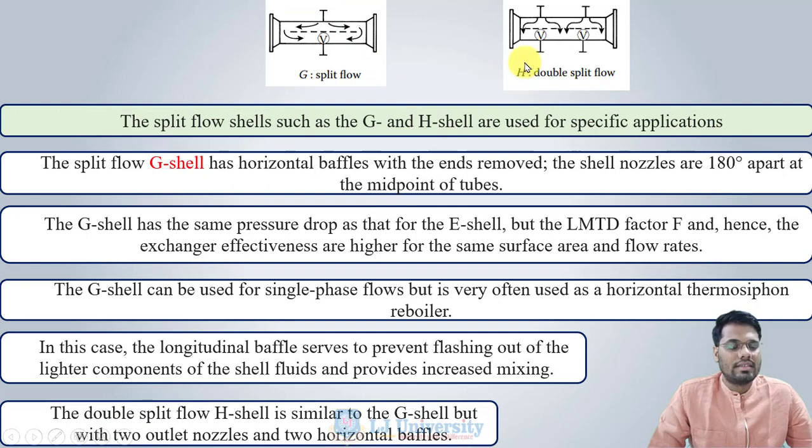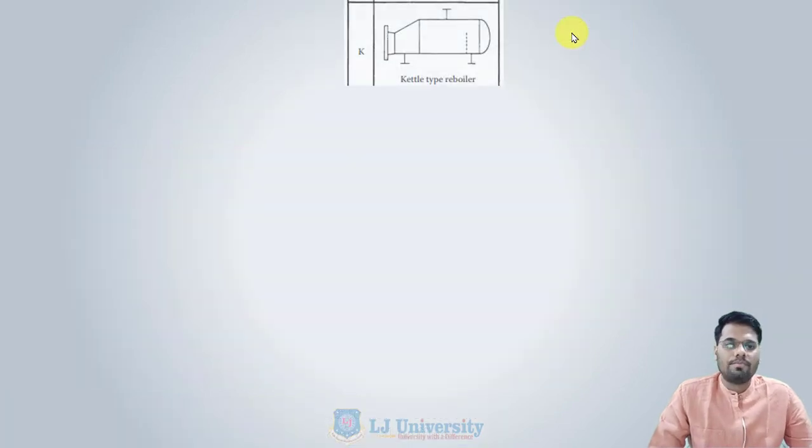Now, the H shell has the same configuration as G, but what is the difference? The double split flow can be achieved in the H type shell, similar to the G shell, but with two outlet nozzles. Here in a G shell there is one outlet nozzle. In an H shell there are going to be two outlet horizontal nozzles.